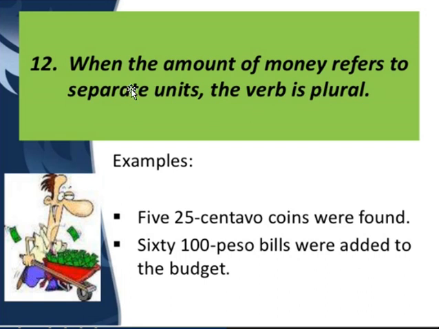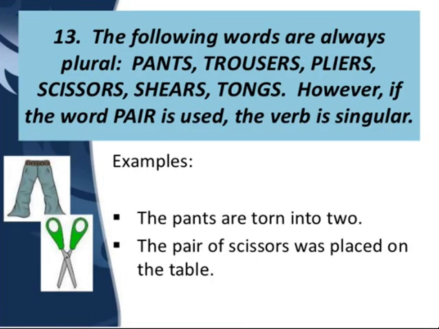When the amount of money refers to separate units, the verb is plural. Like, 525 coins were found, or 100 peso bills were added to the budget. So in this manner we will use the plural verb.